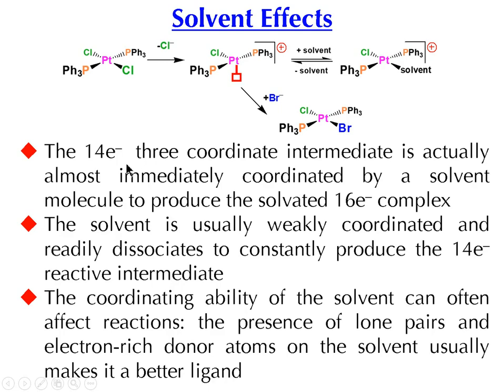The 14 electron, 3 coordinate intermediate is almost immediately coordinated by a solvent molecule to produce the solvated 16 electron complex. The solvent is usually weakly coordinated and dissociates to produce the 14 electron reactive intermediate. The coordinating ability of the solvent can affect the reaction. The presence of a lone pair, as we said, and an electron-rich donor atom in the solvent usually makes it a better ligand than Br-.